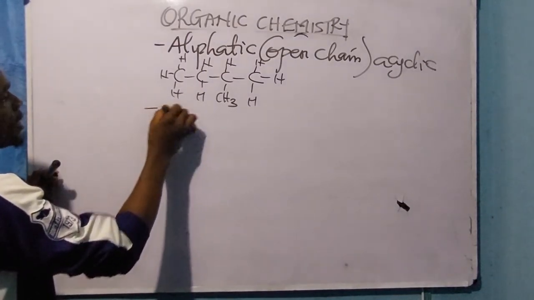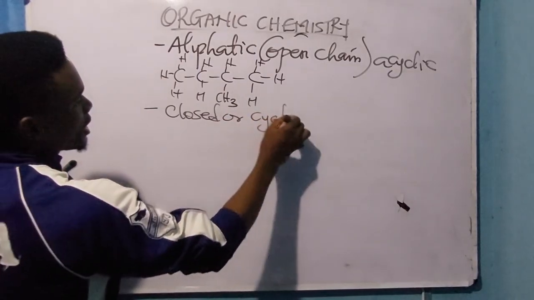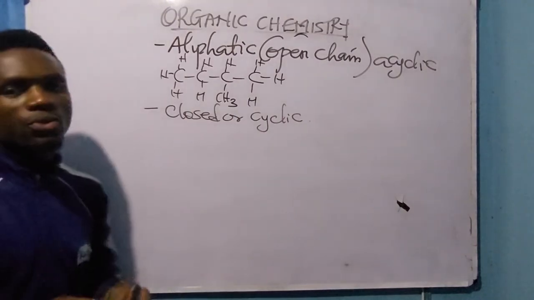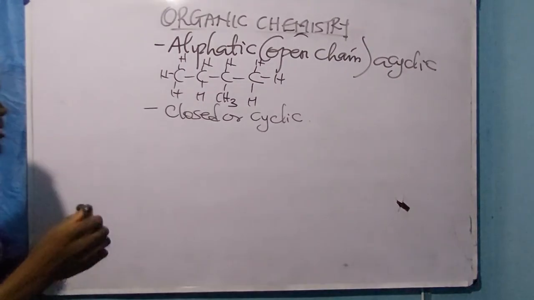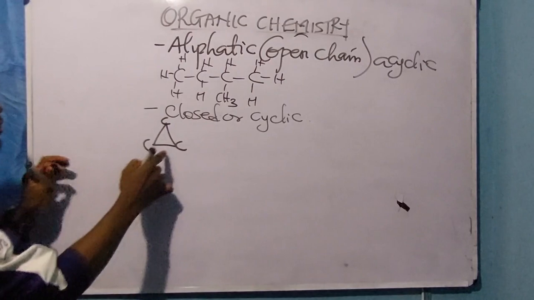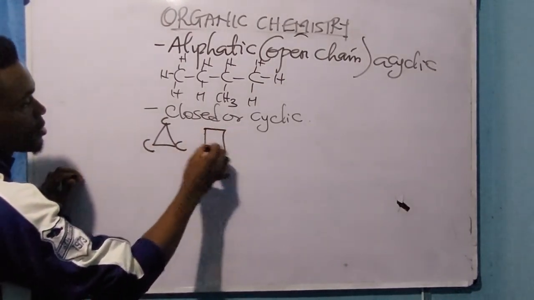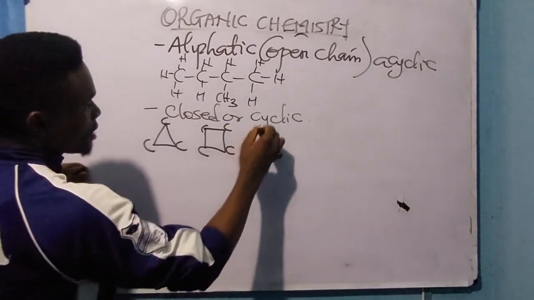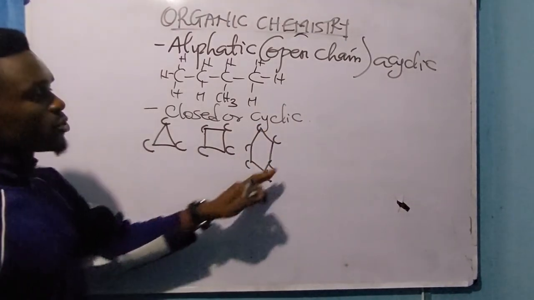So the second one is closed or cyclic compounds. Now these closed or cyclic compounds have the ability to form rings. If I have this, 1, 2, 3, this is cyclopropane, because we have 3 carbon atoms. If I have this, 1, 2, 3, 4, this is cyclobutane. If I have this, 1, 2, 3, 4, 5, 6, this is cyclohexane.